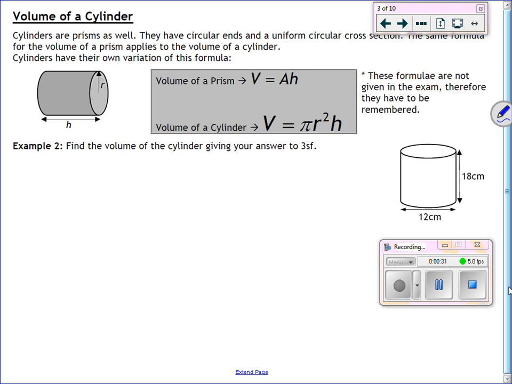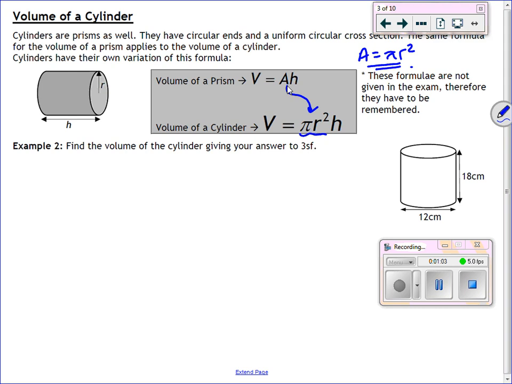But a cylinder, we can expand this a little bit. It is still area times height, but we look at the area as just being pi r squared. Because you'll remember that the area of a circle is pi r squared, and that's what we're going to use in place of AH. So it is still volume is equal to area times height, but we're just replacing area with pi r squared.